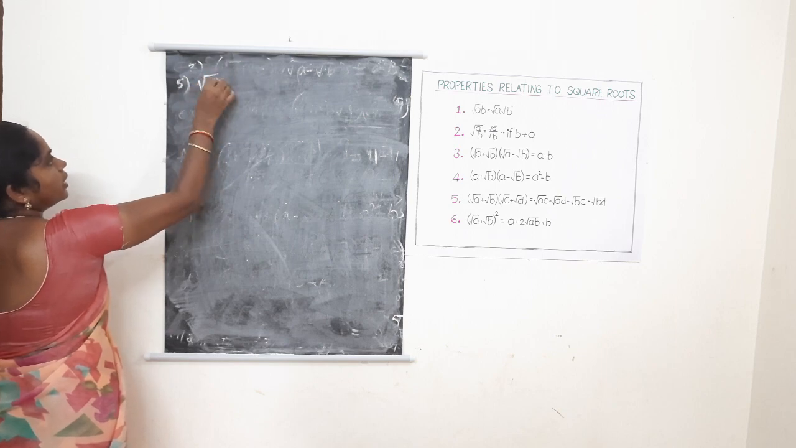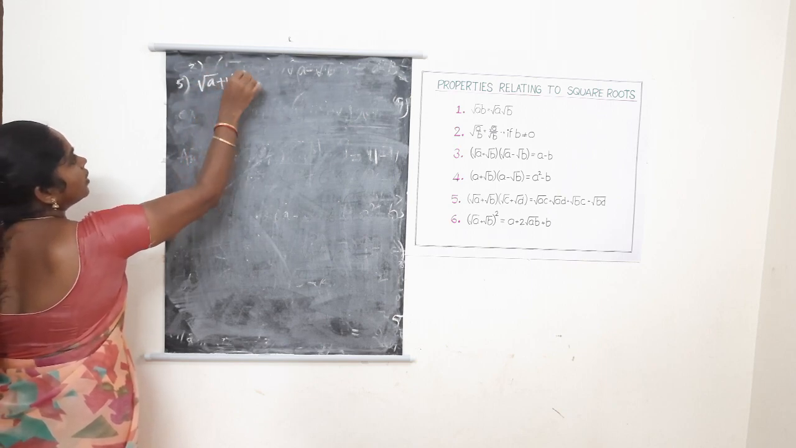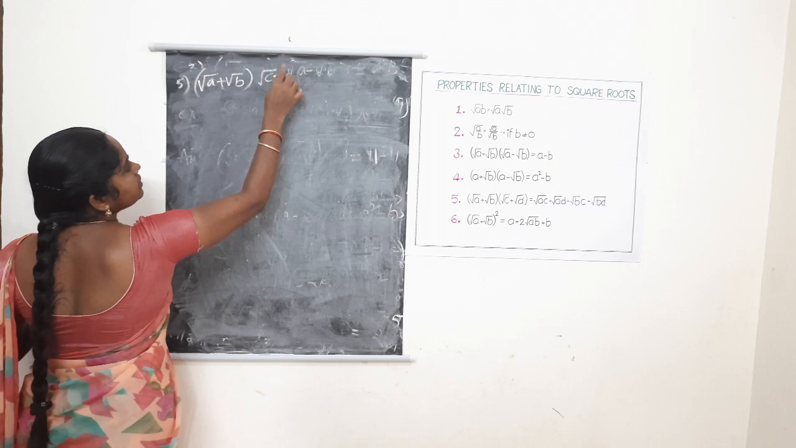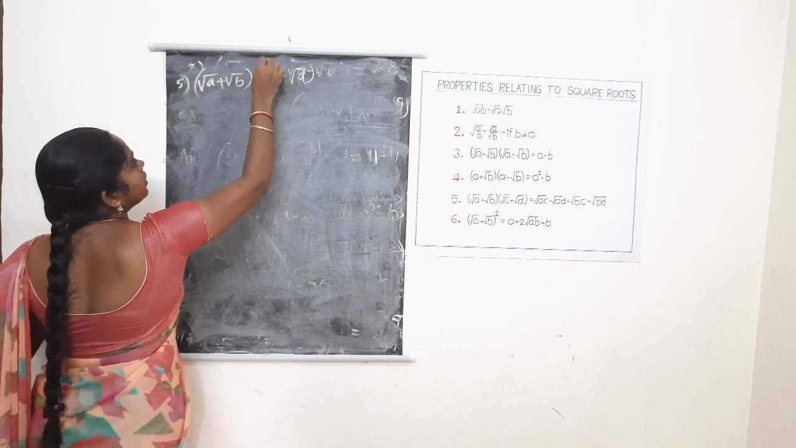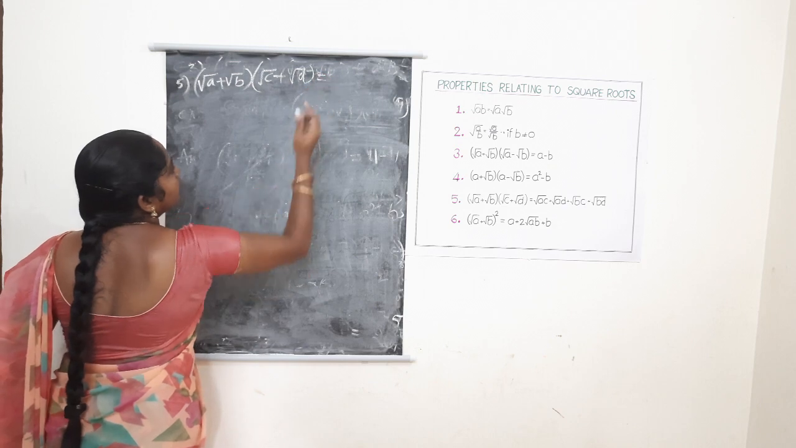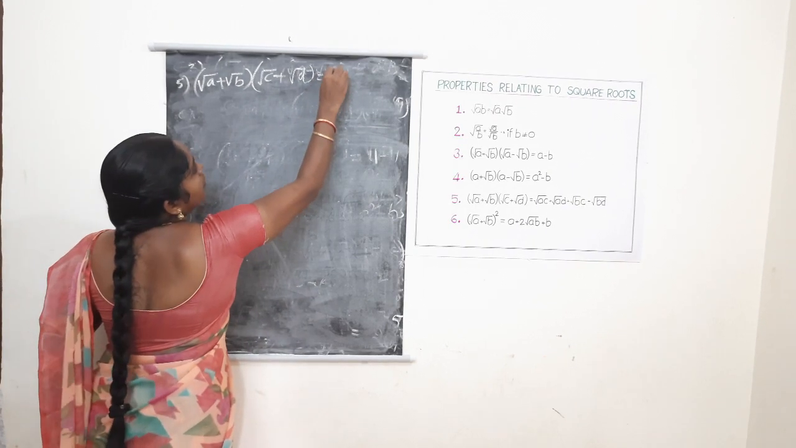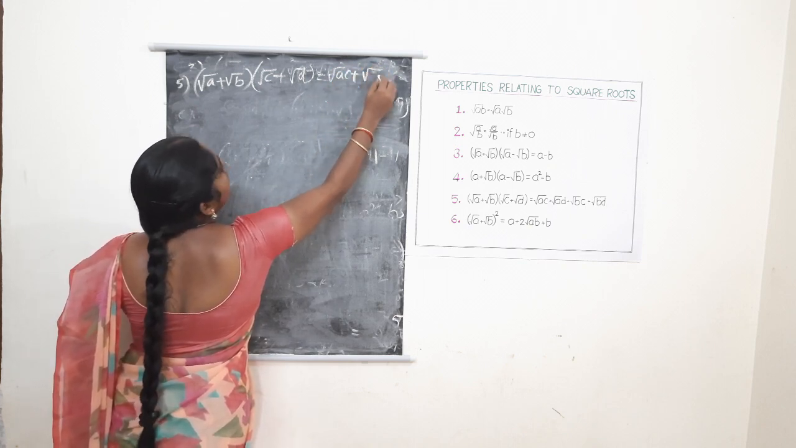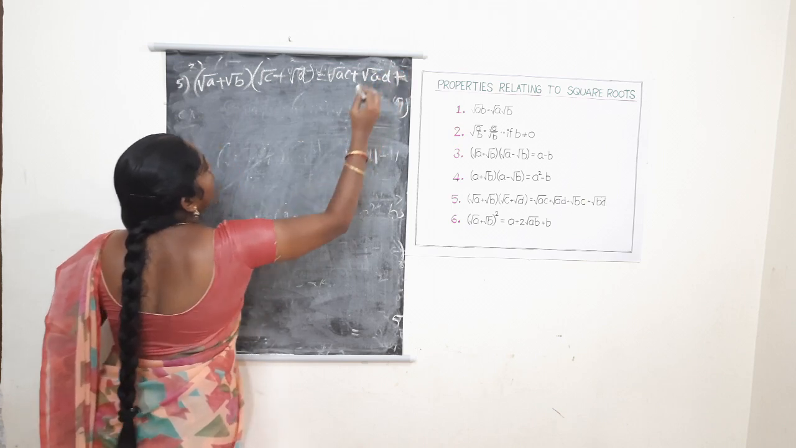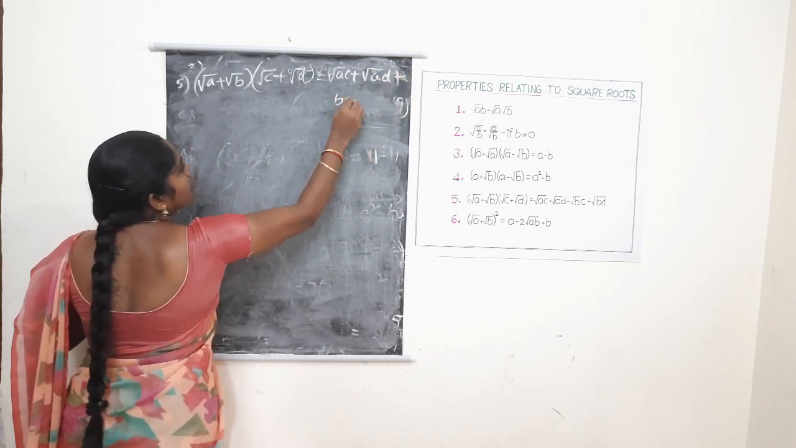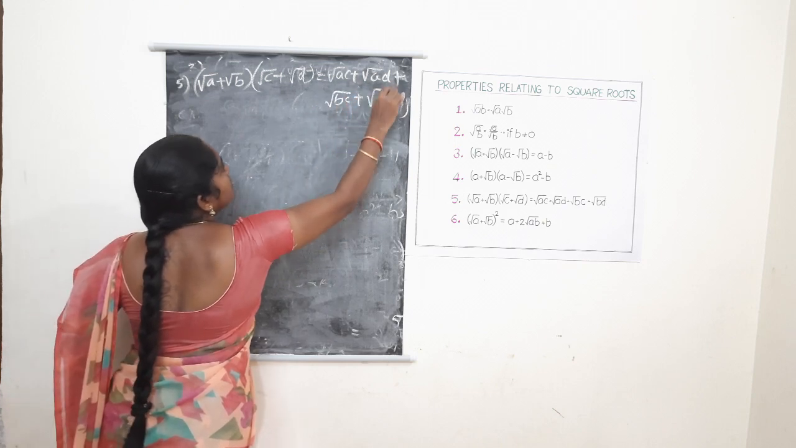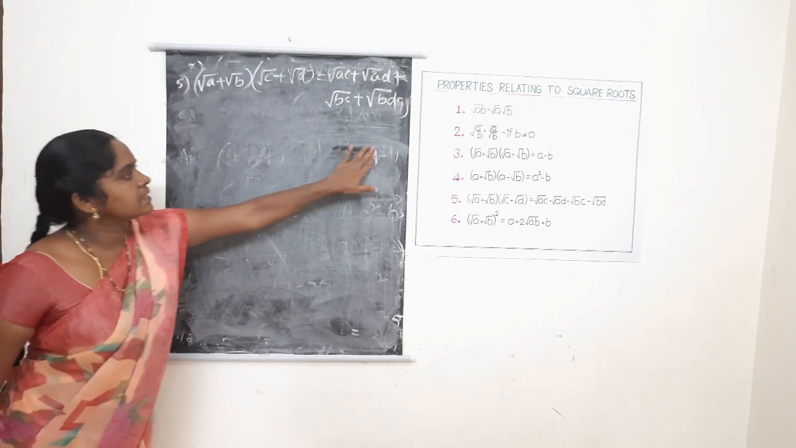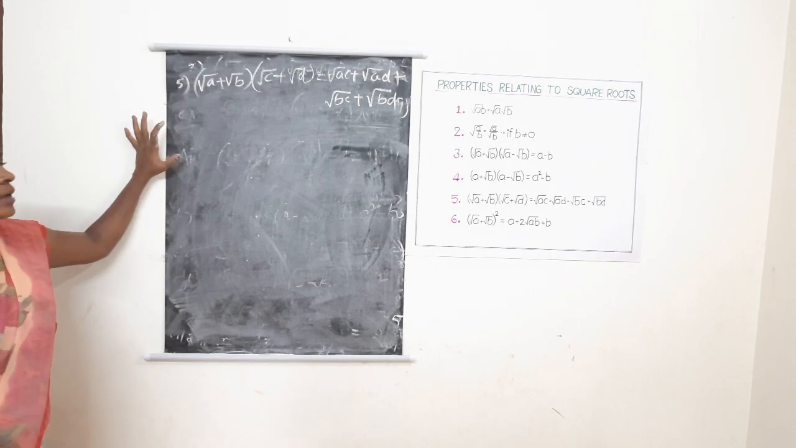(√a + √b) × (√c + √d) = √ac + √ad + √bc + √bd. So this is the fifth property. Let us see one example of this property.